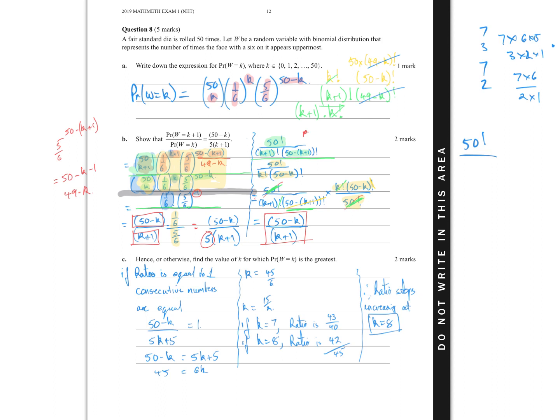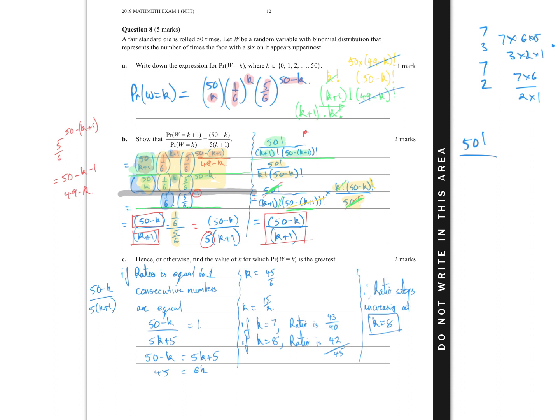Hence or otherwise, find the value of k for which the probability of W equal to k is the greatest. Yeah, so if we think about, I guess, the hence part of that statement, in other words, they're saying, can we use this ratio? Can we use the ratio of 50 minus k over 5k plus 5 somehow?